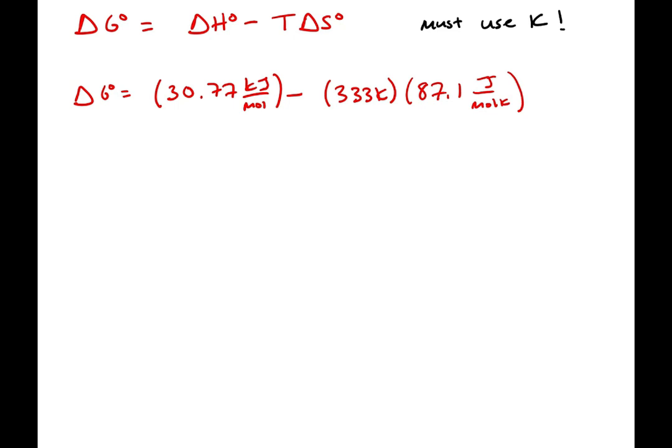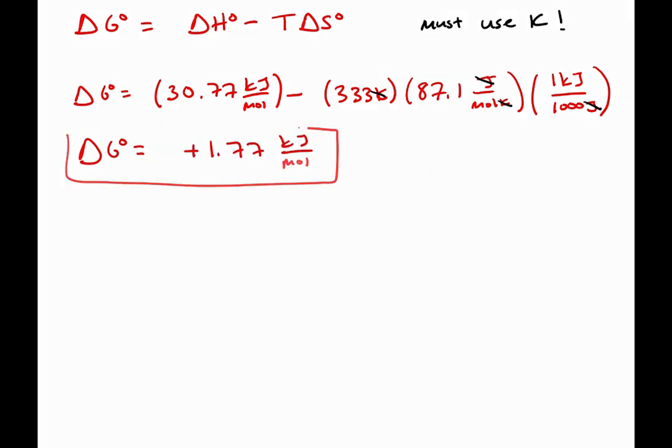It's important to always be writing out the units because when you do, you recognize that you have an incompatibility in the unit. One term is in kilojoules per mole, and the other term is in joules per mole. You have to make the units compatible, and what I'm going to do is convert the joules from delta S into kilojoules. So 1 kilojoule is 1,000 joules, and now we're going to have compatible units. The kelvins cancel, and the joules cancel, so I'm left with kilojoules per mole for both terms. What we find is that the delta G, under these standard conditions, comes out to positive 1.77 kilojoules per mole.